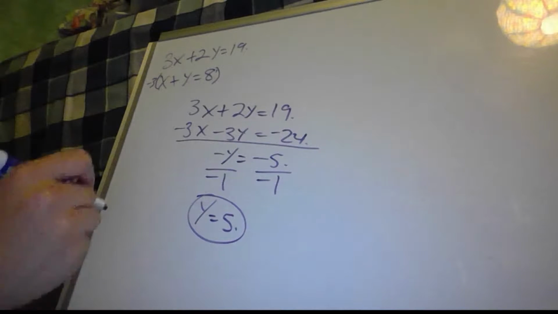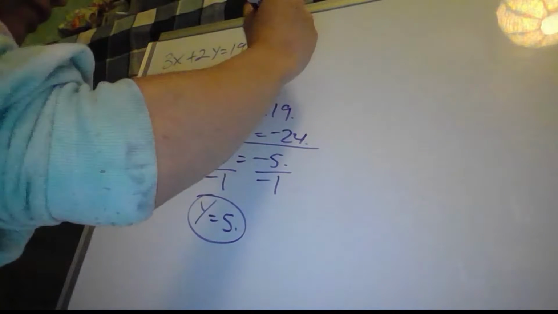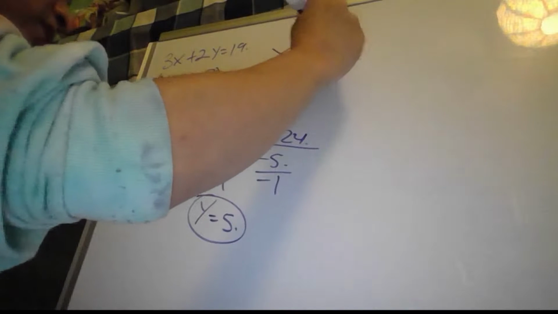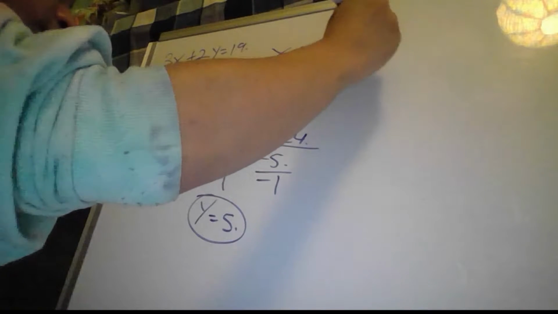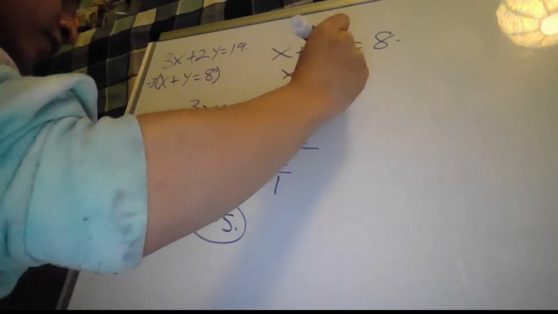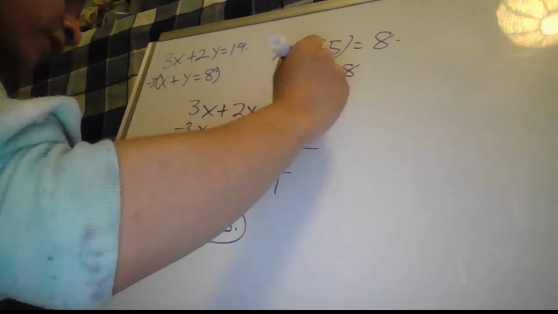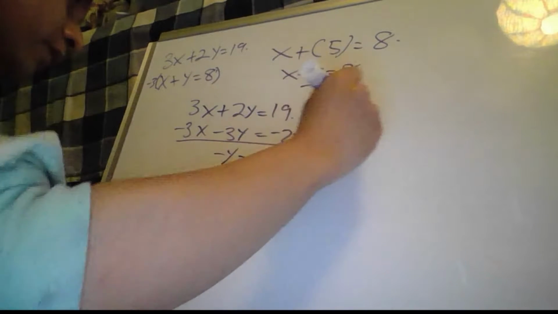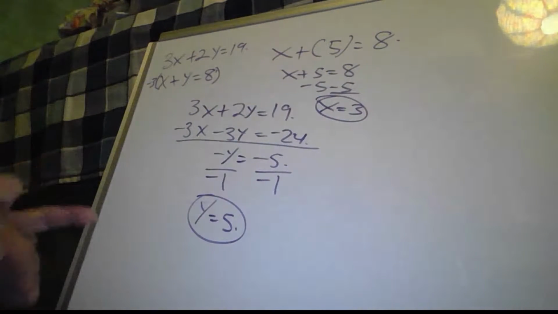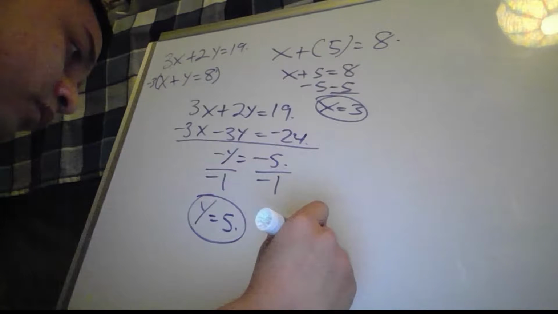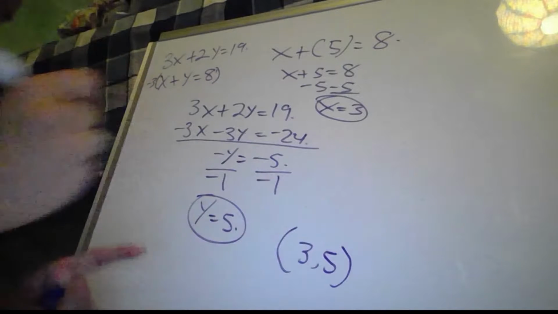And now we go ahead and plug it into x plus y equals 8. So then we have x plus 5 equals 8, right? We subtract 5 on both sides. We get x equals 3, right? So our solution is 3 comma 5.